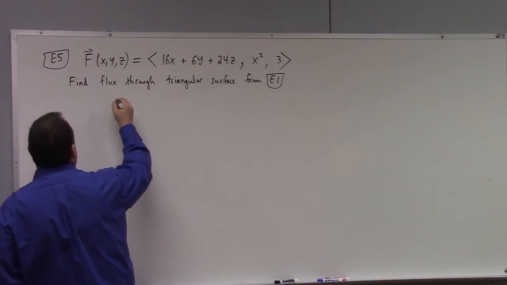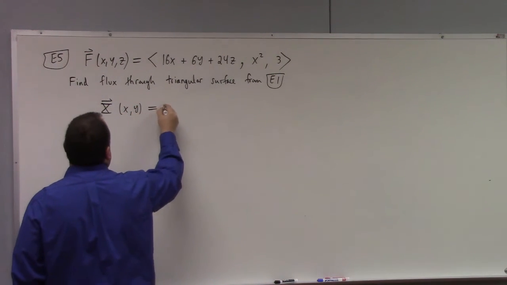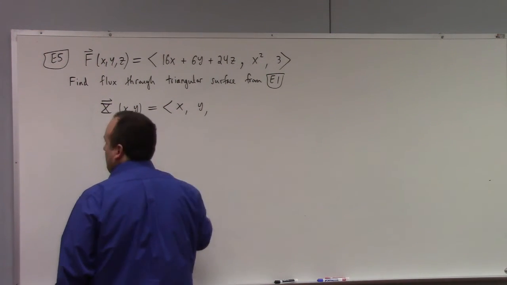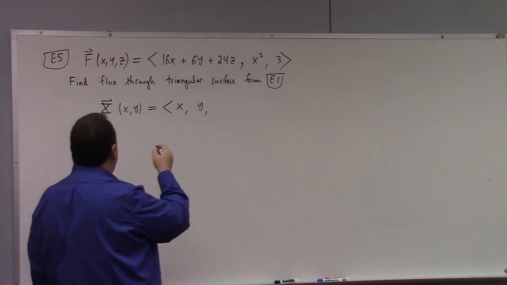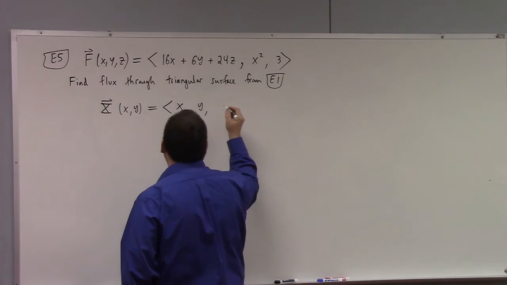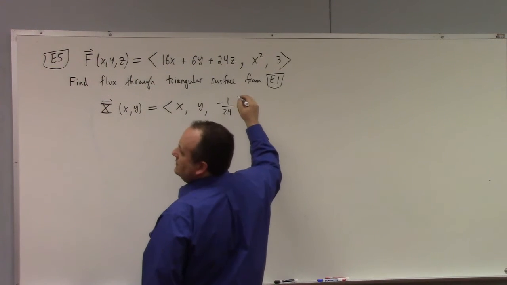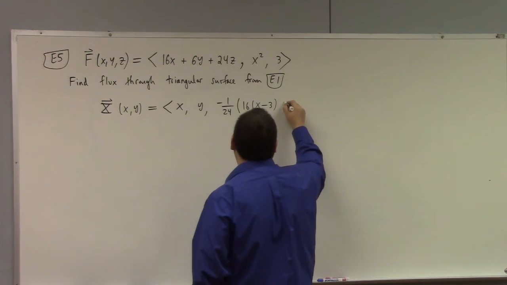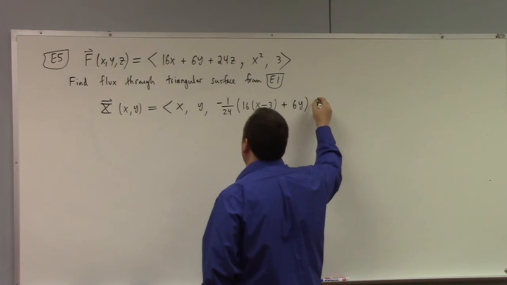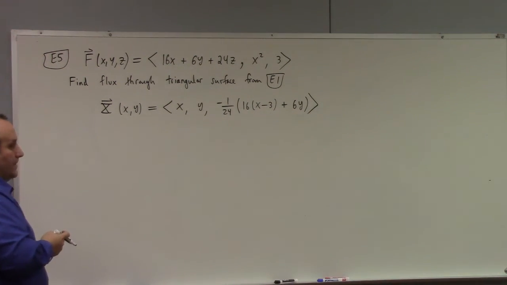So what's the parameterization? I would suggest that we use x and y as parameters. X, y. What's my z? I go back to my example 1. I solve for z, right? Z is, let me see here, minus 1 over 24, 16 times x minus 3 plus 6y. That probably can be simplified.